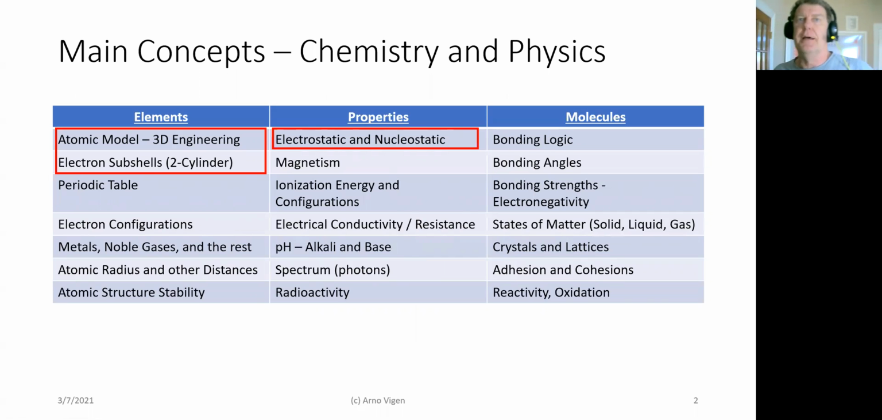So first off, you have to understand the 3D atomic model. That is how electrons fill around a nucleus. And to me, of course, that's the two hemispheres by longitudinal rings or circles. So thereby you get two cylinders.